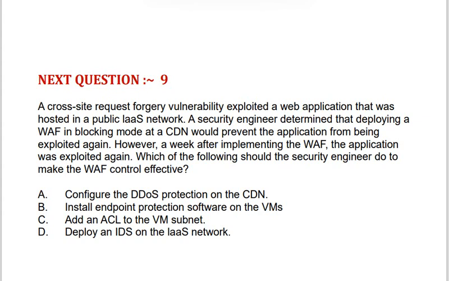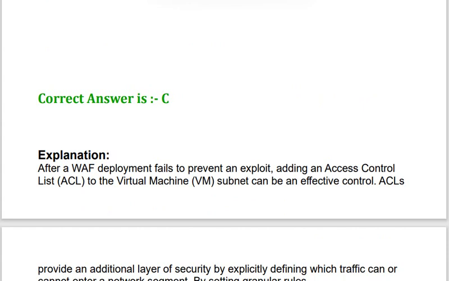Option A, configure the DDoS protection on the CDN. Option B, install endpoint protection software on the VMs. Option C, add an ACL to the VM subnet. Option D, deploy an IDS on the IaaS network. Correct answer is option C.